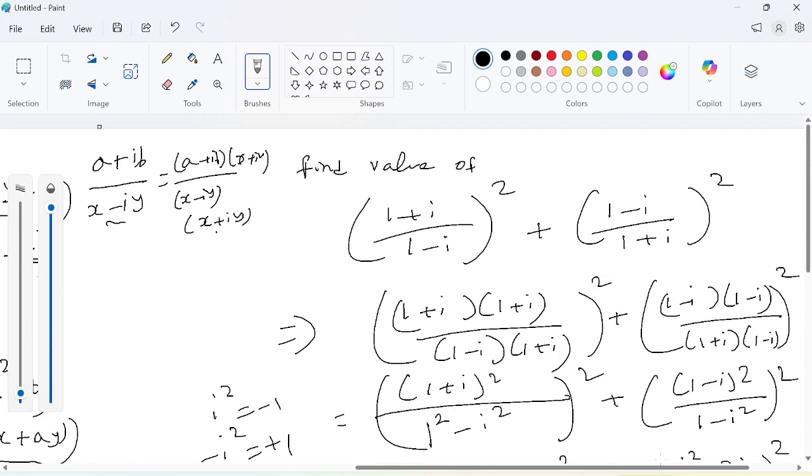Just see how I'm solving. First I'm simplifying this part and next this part. What I mean by simplification is division: multiply numerator and denominator with, what actually my denominator is, 1 minus i. So you have to multiply numerator and denominator with 1 plus i so that your denominator becomes a real number, because it is in the form of a square minus b square. Always i square will be minus 1.